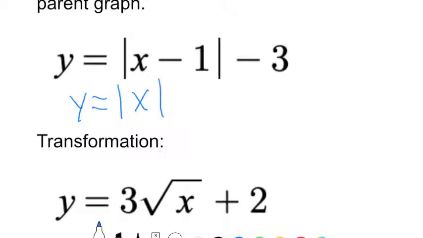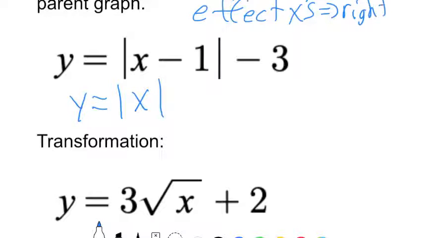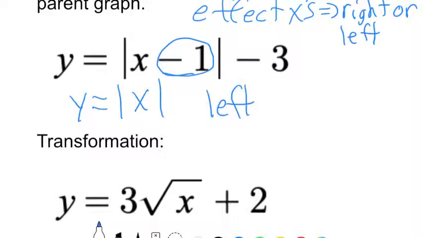If we're in the inside, we're also affecting the x's. So if we affect the x's, we're going to go right or left. So with this -1, we're going to be disobedient. So we're going to go to the left 1.